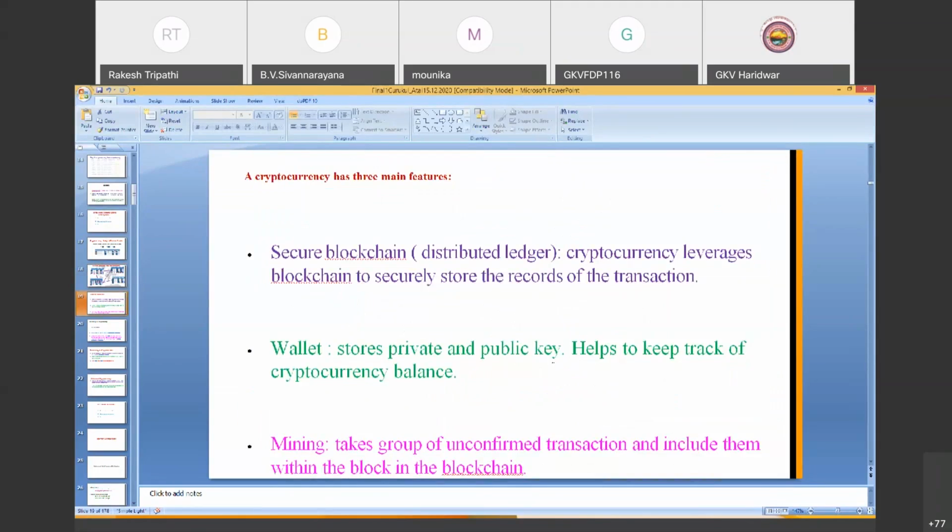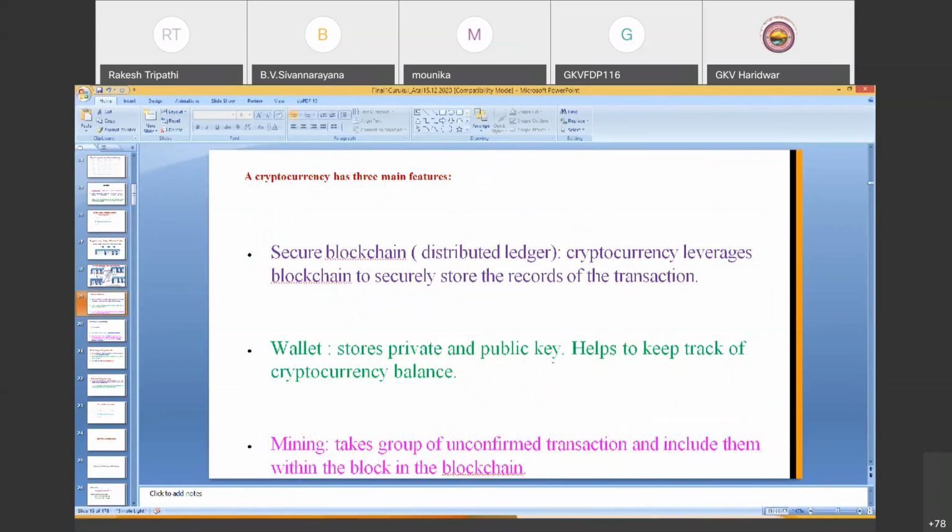From any cryptocurrency, you expect three main features. The first one is a blockchain. What is a blockchain? We'll see what a blockchain is. Simply assume a blockchain is a data structure where all past transactions are recorded, and it stores the transactions. There are wallets.